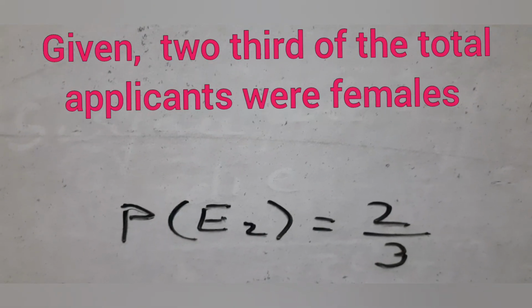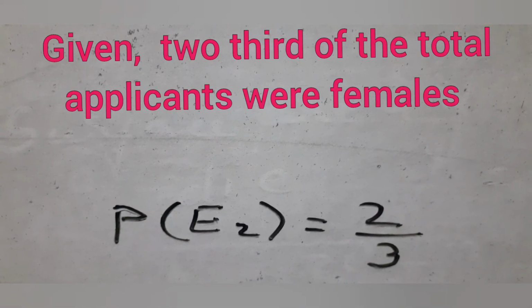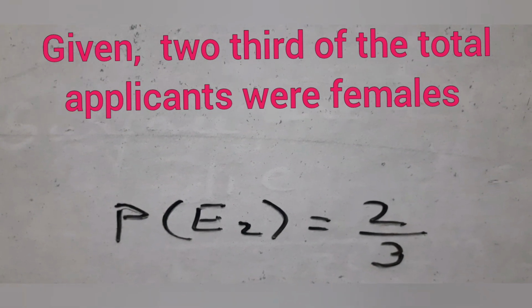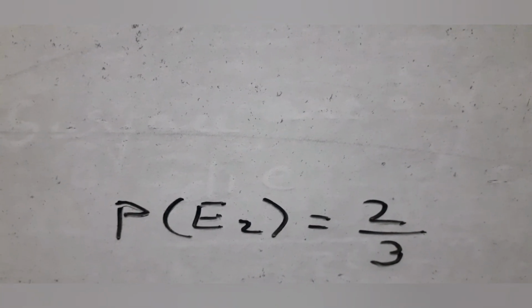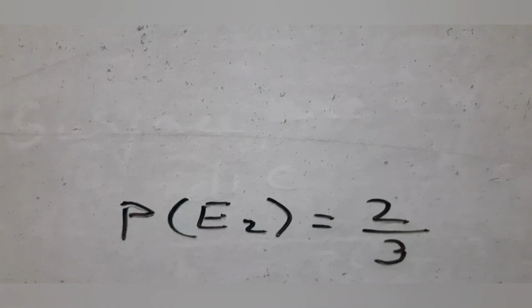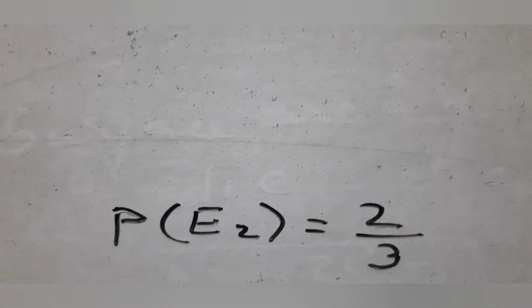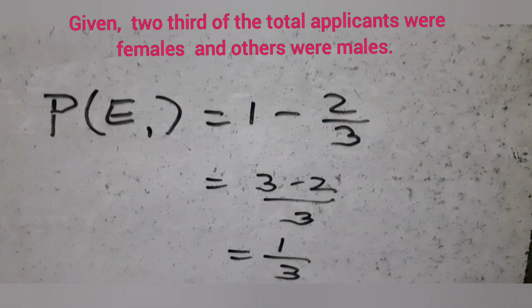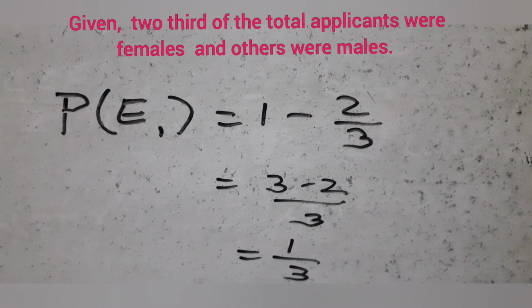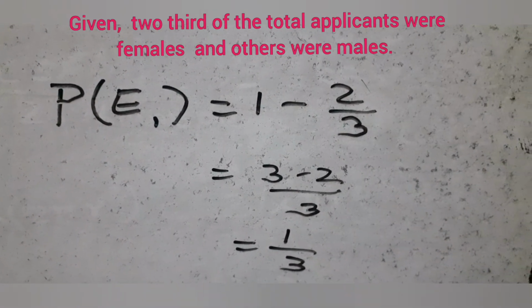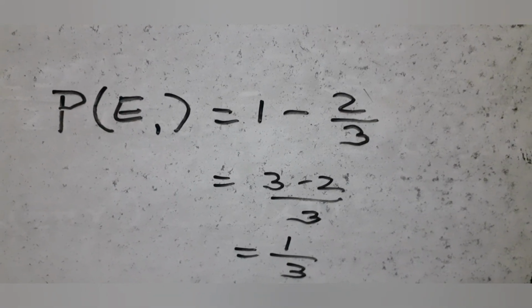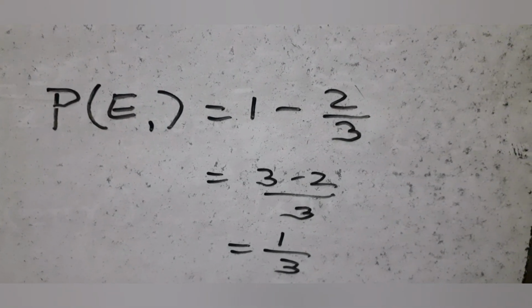It is given that 2/3 of the total applicants were females. That means P of E2 equal to 2/3. It is given that the rest were males. That means E1 is the complement event. So P of E1 equal to 1 minus P of E2. So P of E1 equal to 1 minus 2/3, which means P of E1 equal to 1/3.